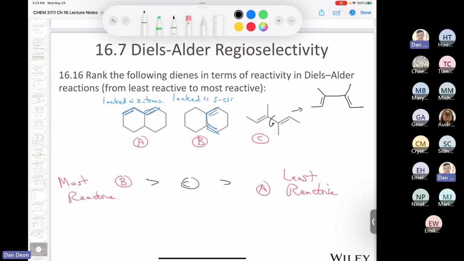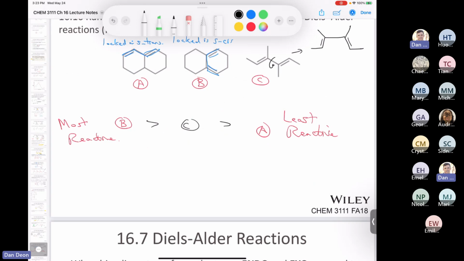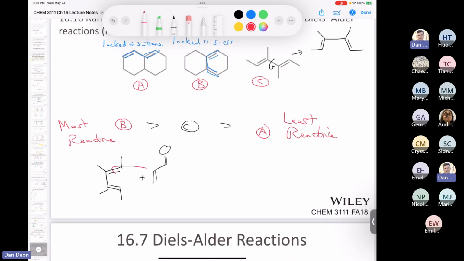Can I show an example of C reacting? Sure, yeah, C could react. So let's say you took C and you had it like this, and then you just combined it with something like this. Well, you're going to be able to form a sigma bond here, a sigma bond here, and then you form a pi bond like that.